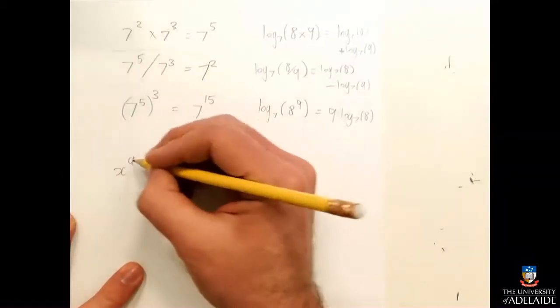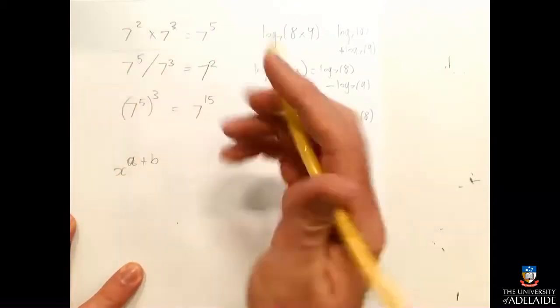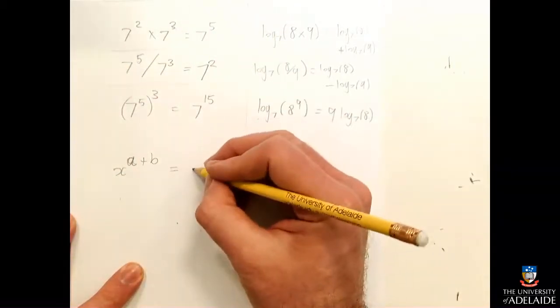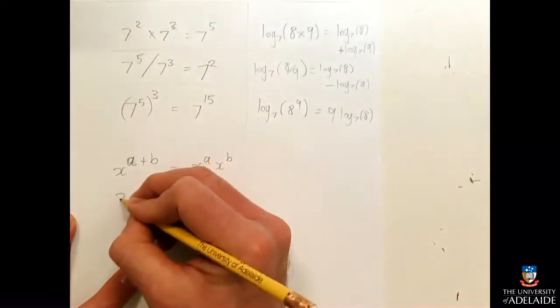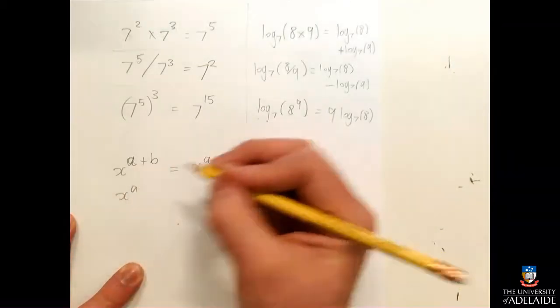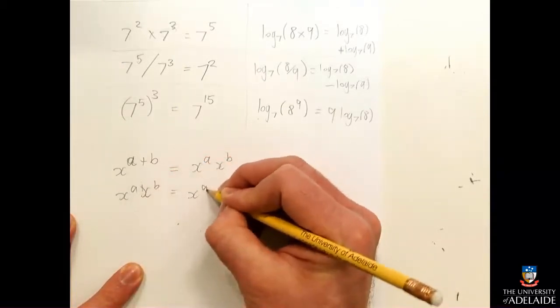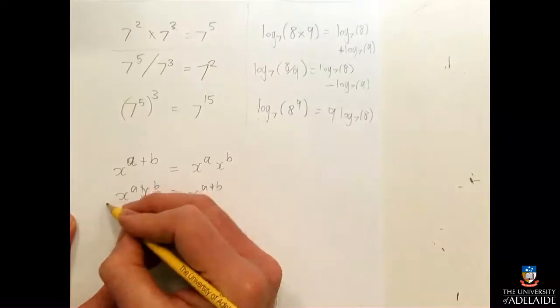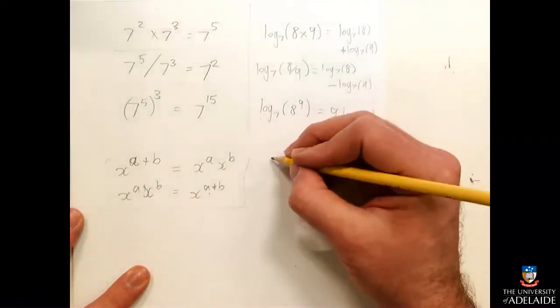X to the A. I'm going to write them in both directions so it's easier to see what's happening here. So that's one of them. And for logs, it's the other way around.